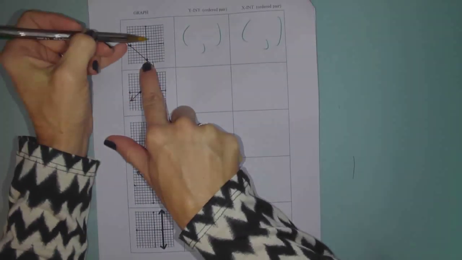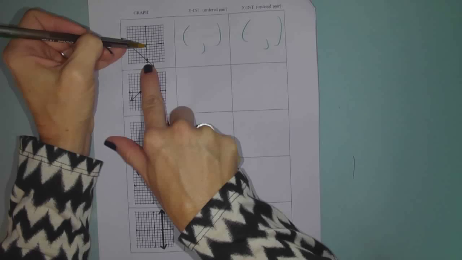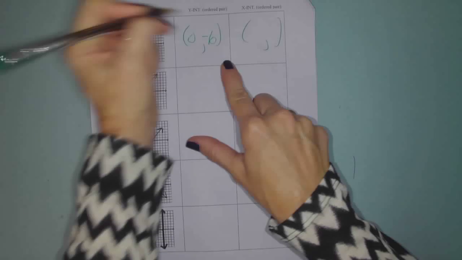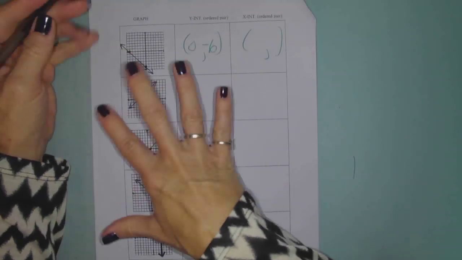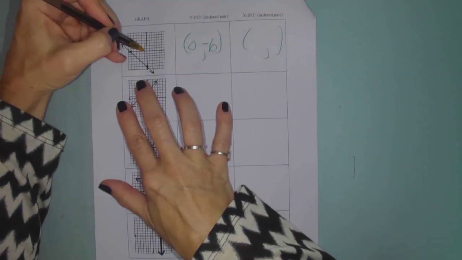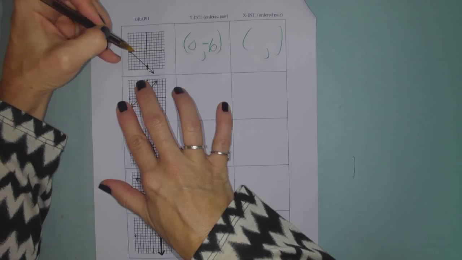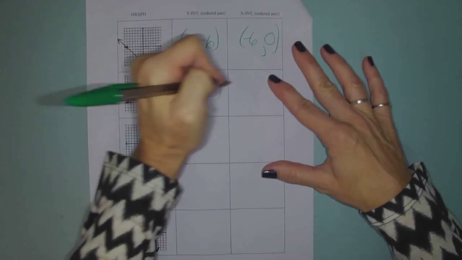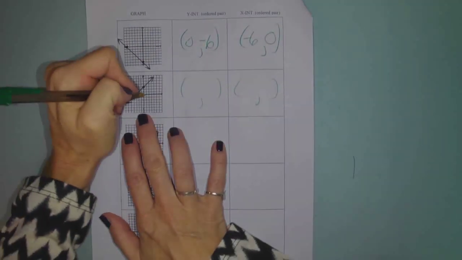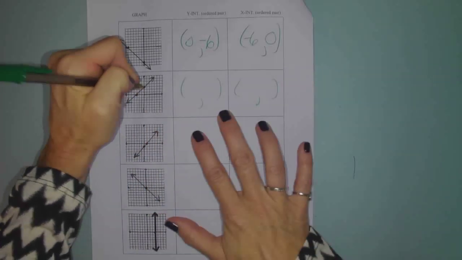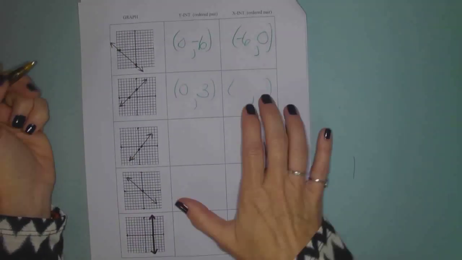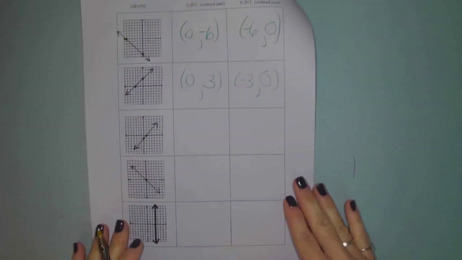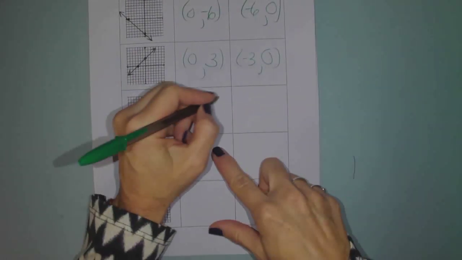We got y-intercept. 0, 1, 2, 3, 4, 5, 6. So 0, -6. And the x-intercept, where are we crossing the x-axis? 1, 2, 3, 4, 5, 6. So -6, 0. Next line. Y-intercept. 1, 2, 3. So 0, 3. And the x-intercept. 1, 2, 3. -3, 0.